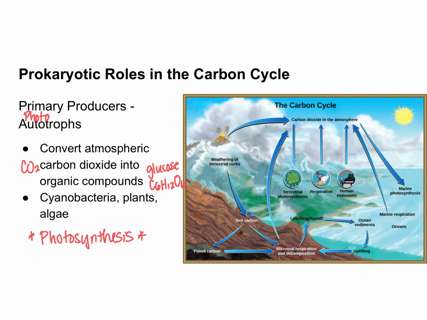So some examples of organisms that are primary producers, especially when we're talking about prokaryotes, we're talking about the cyanobacteria, but also plants, which are not prokaryotes, but they are primary producers. And algae are also photoautotrophs, but the cyanobacteria, these are the actual prokaryotes that we are focusing on.